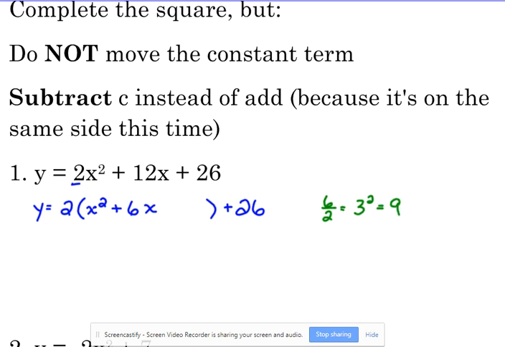3 squared is 9, so I add my 9 inside my parentheses like I always have, but I've got to keep it balanced. It's on the same side, so I've also got to subtract, not 9, but remember when we had a GCF, we had to multiply it. I'm going to subtract 18.